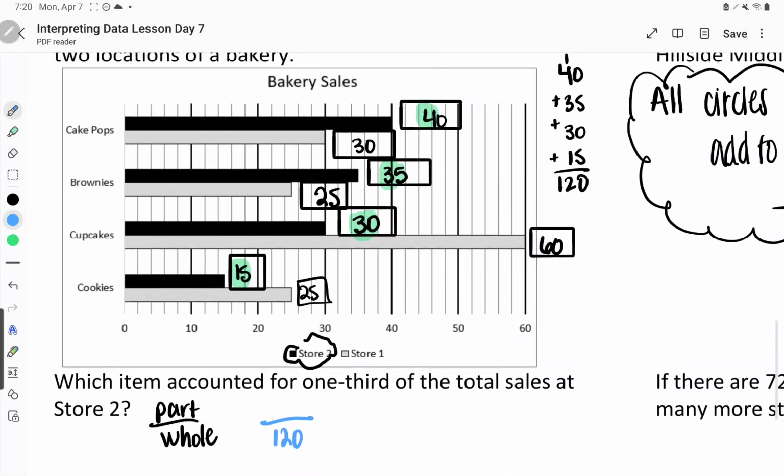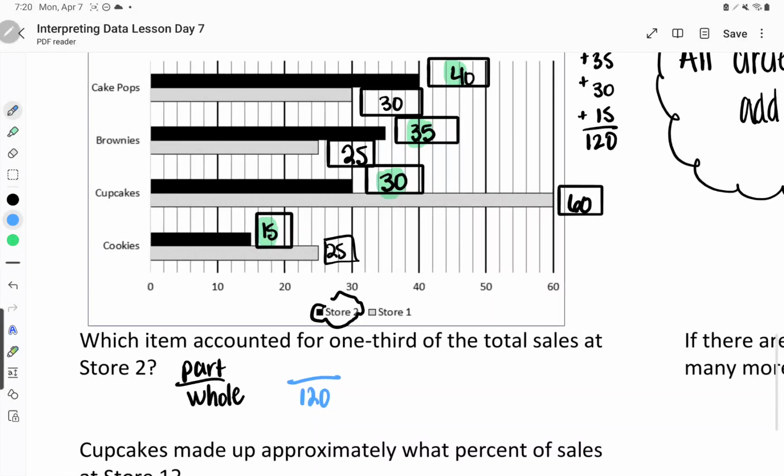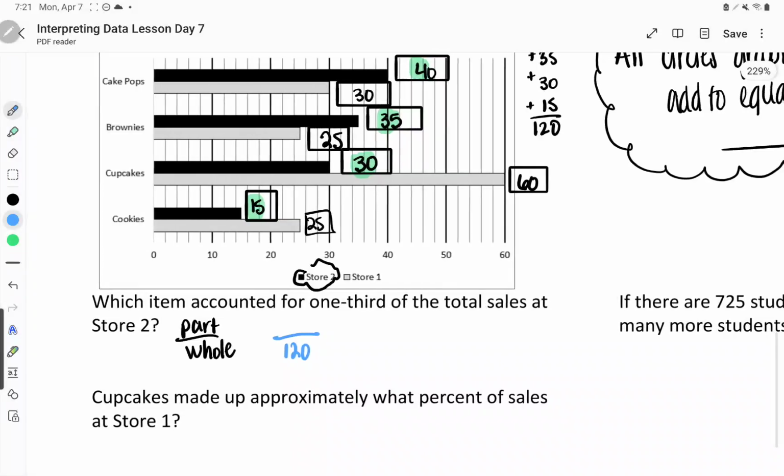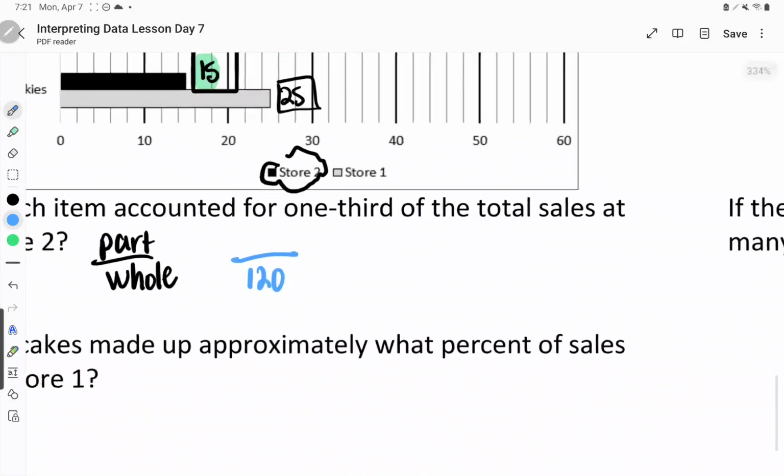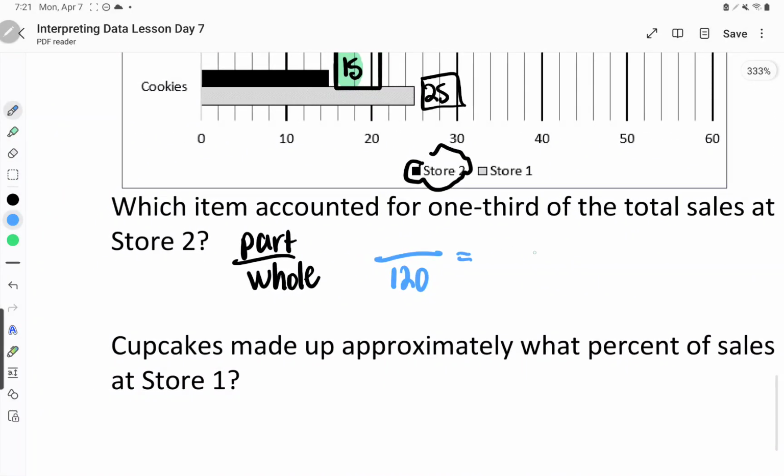Now, I could go through and I could try each number. So I could try 40 and see if that simplifies to 1/3. I could try 35 and see if that simplifies to 1/3. I could try 30 and see if that simplifies to 1/3. Or we could set up a proportion. I know that I want whatever my part is to equal 1/3 of the sales. So how do you solve a proportion?